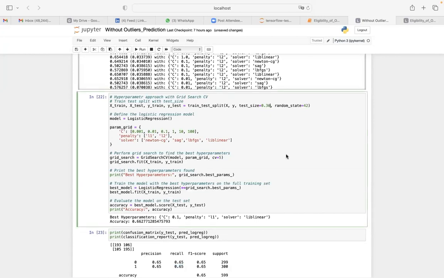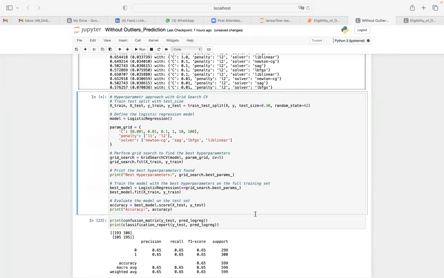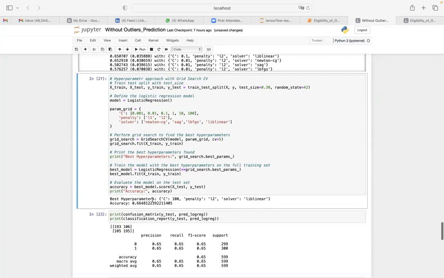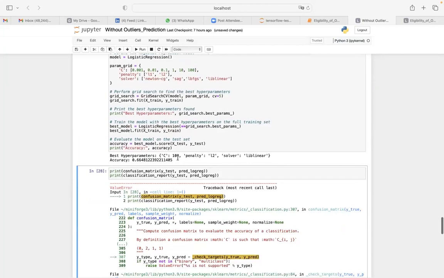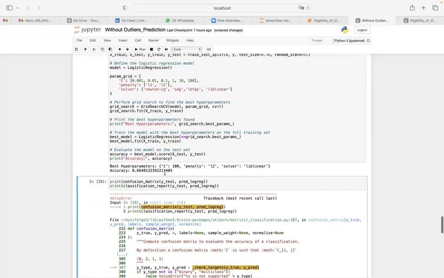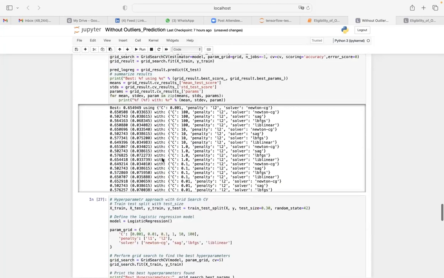Okay. Now, if I change the test size and rerun the model, this is 25. So it has gone to 66.48. And if you check the recall, prediction log. Okay.